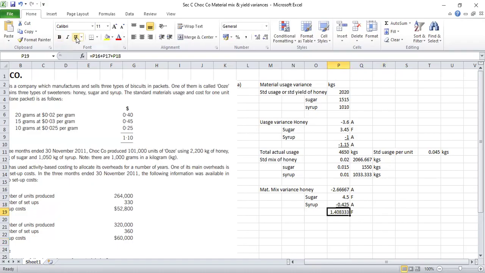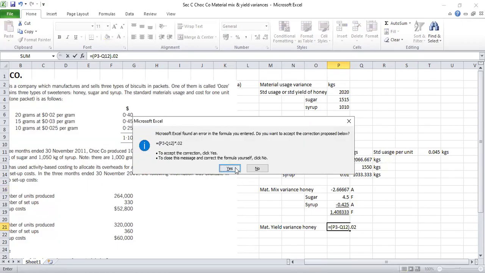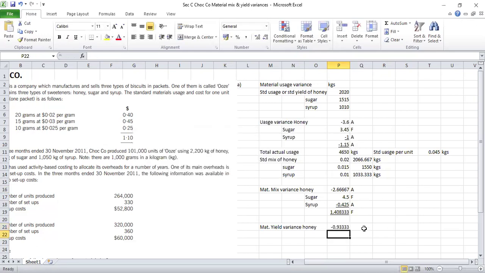Now we will calculate yield variance. Material yield variance. First we are calculating honey. Standard yield means standard mix minus, sorry, standard yield, this is the standard yield, which is also called standard usage, minus what? Minus standard mix into price per gram. So we have adverse.